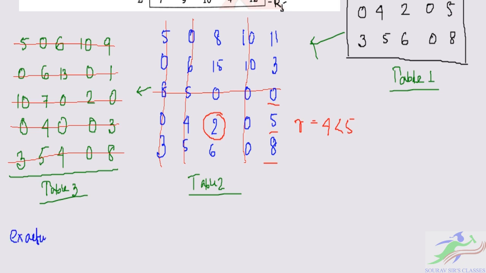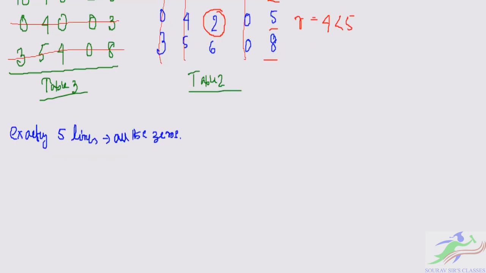Exactly 5 lines to cover all the zeros, right? So as r is equal to 5, which is equal to n, then an optimal assignment can be made at this stage.